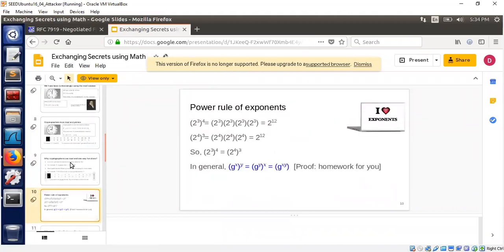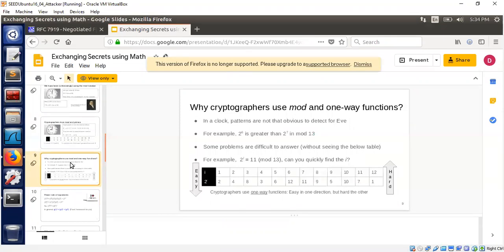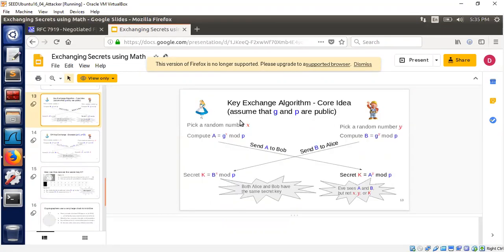Okay, here it is. Alice picks a number X, Bob picks a number Y. These are private numbers. Alice computes G power X and sends A to Bob, and Bob computes G power Y and sends that to Alice. Then Alice takes Bob's public key and raises it to her private key X, and she gets the same key K because of exponent properties. So both Alice and Bob arrive at the same key K.